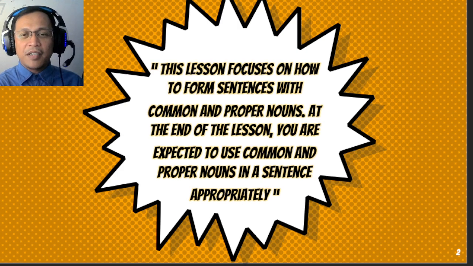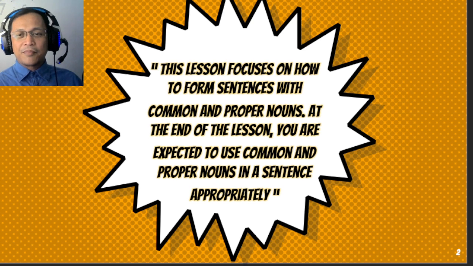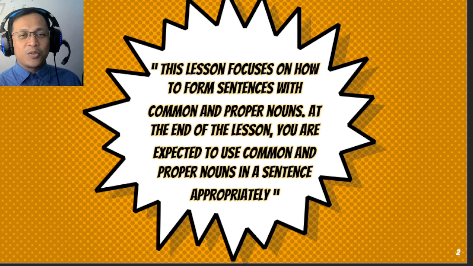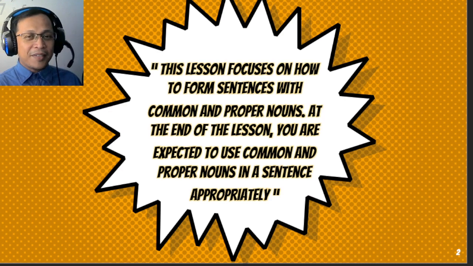For today's lesson, this lesson focuses on how to form sentences with common and proper nouns, and at the end of the lesson, you are expected to use common and proper nouns in a sentence appropriately, or correctly. So again, let us be clear with the task. We are going to focus on common nouns and proper nouns. And at the end of the lesson, I would expect that you can already write or use common and proper nouns in a sentence. Now, I know that you are excited, and I am also excited. Let's move on with our first learning task.